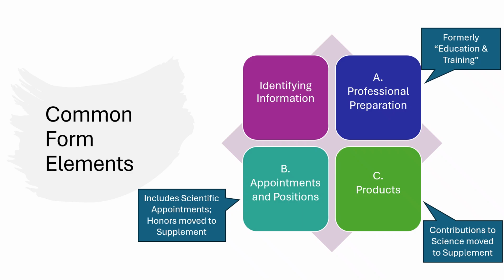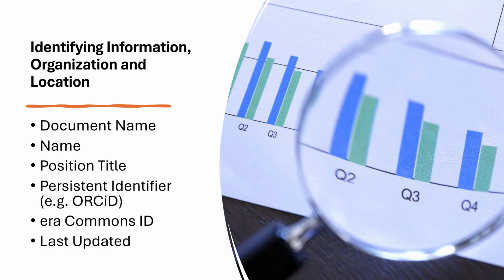So let's talk about each of these elements individually. The identifying information is your organization, its location, your name. A lot of this information is going to be automatically input into your Biosketch from the system, because ScienceCV will link to your ORCID ID. It'll have your ERA Commons information. So a lot of this you will not have to put in yourself, but the position title, keep a pin in that because we're going to talk about it on the next slide.